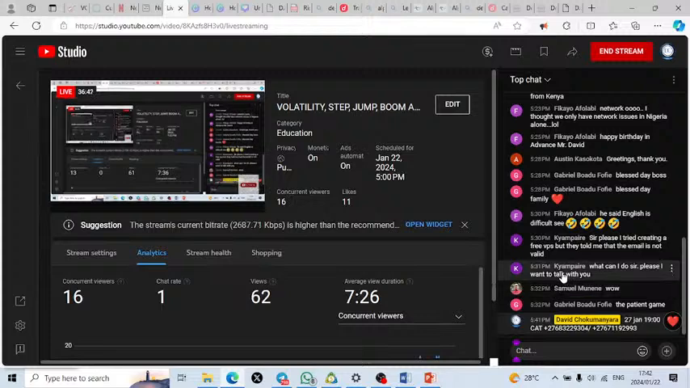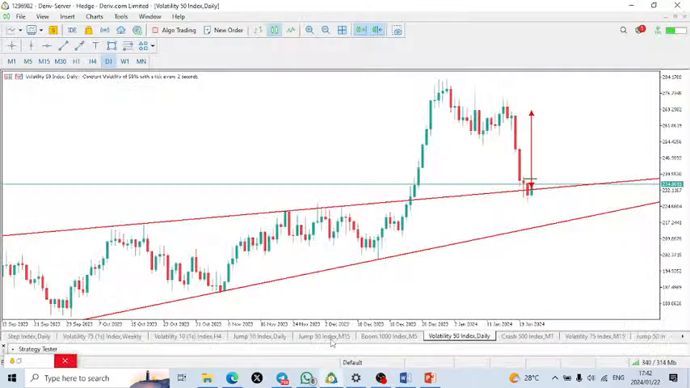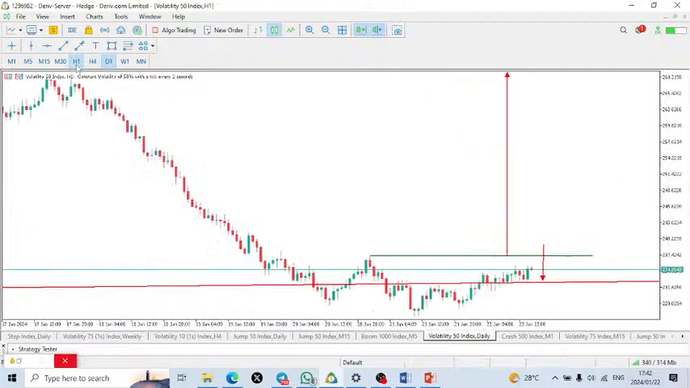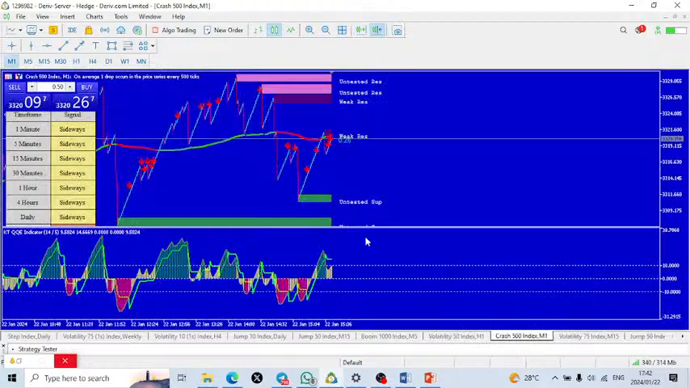Yes, the game is all about being patient, guys. Okay, so we need to wait for setups and then we can execute our trades. So basically we're just waiting for this price to break out here. That's why I like using pending orders, because you'll be waiting for setups.